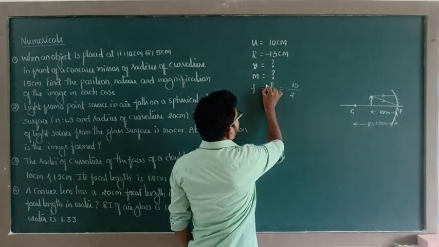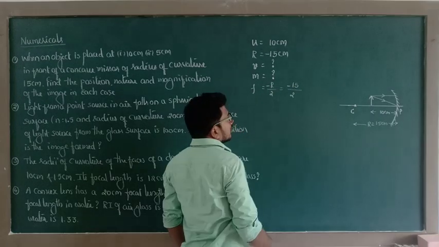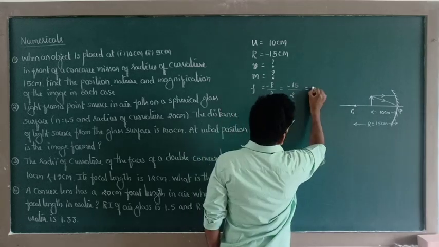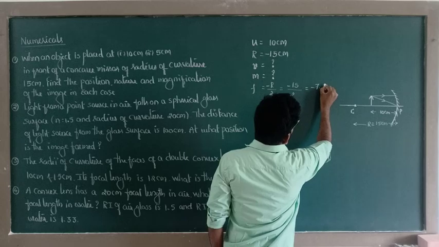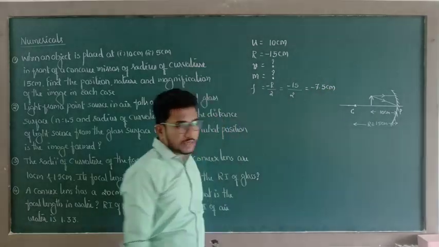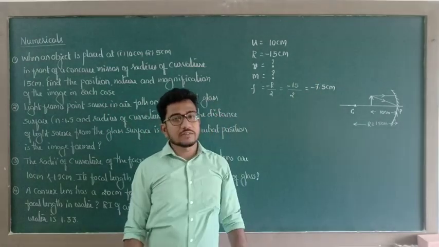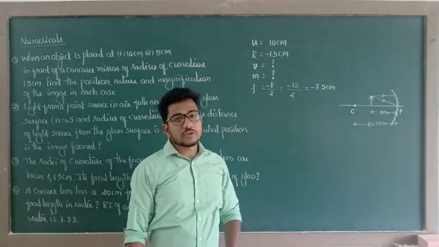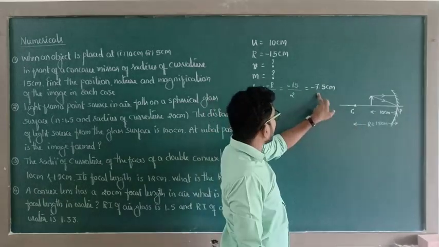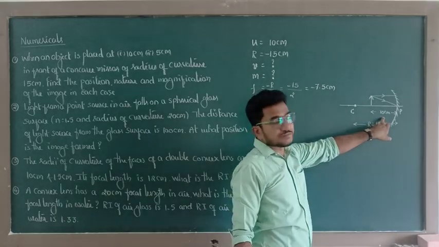f is equal to minus r by 2, which is minus 15 divided by 2, which is equal to minus 7.5 centimeter. So actually the focal length is 7.5 centimeter, and that negative sign is according to the Cartesian sign convention. So here the focal length of 7.5 centimeter means it is less than 10 centimeter.